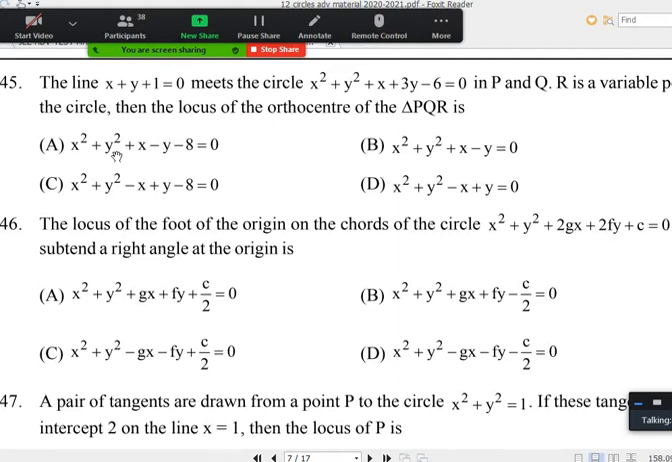Okay. We are discussing question 45, method 1. The question is: there is a circle and a line. The circle is x square plus y square plus x plus 3y minus 6 equal to 0. The line is x plus y plus 1 equal to 0, meeting the circle at P and Q. R can be anywhere, then what is the locus of the orthocenter?